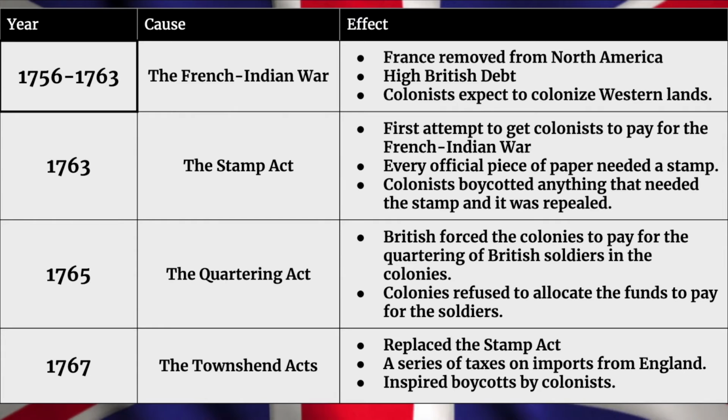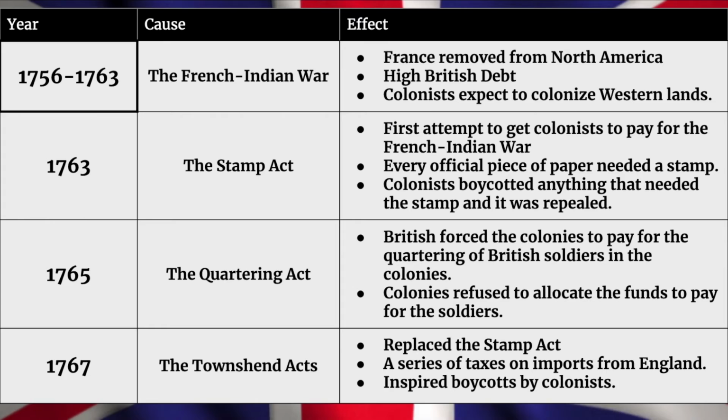So, at the end of the war, basically in 1763, the king and the British Parliament passed the Stamp Act. This would be strike one of the British attempts to extract money from the colonies. This was the first attempt to get the colonists to pay for the French and Indian War. And essentially, under the Stamp Act, every official piece of paper was required to have a stamp. So, wills, public documents, I believe even playing cards had to have stamps on them.